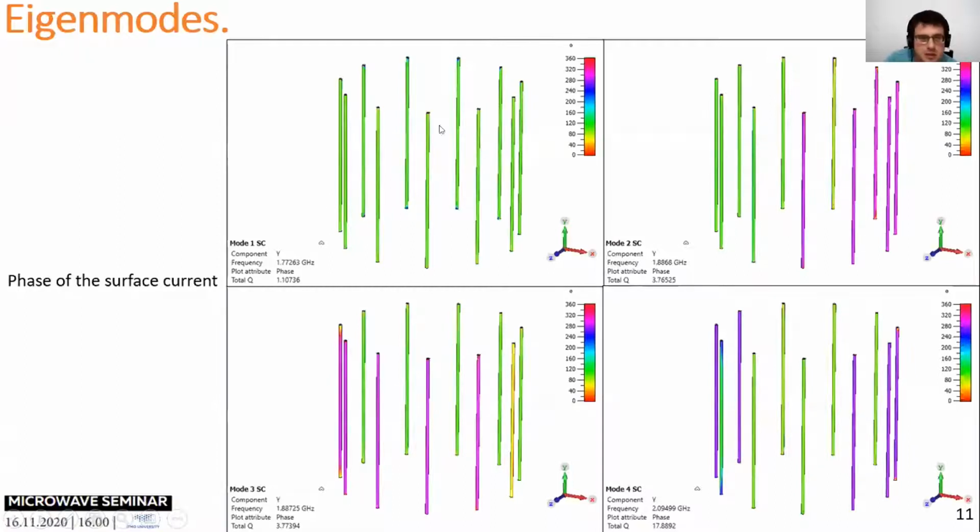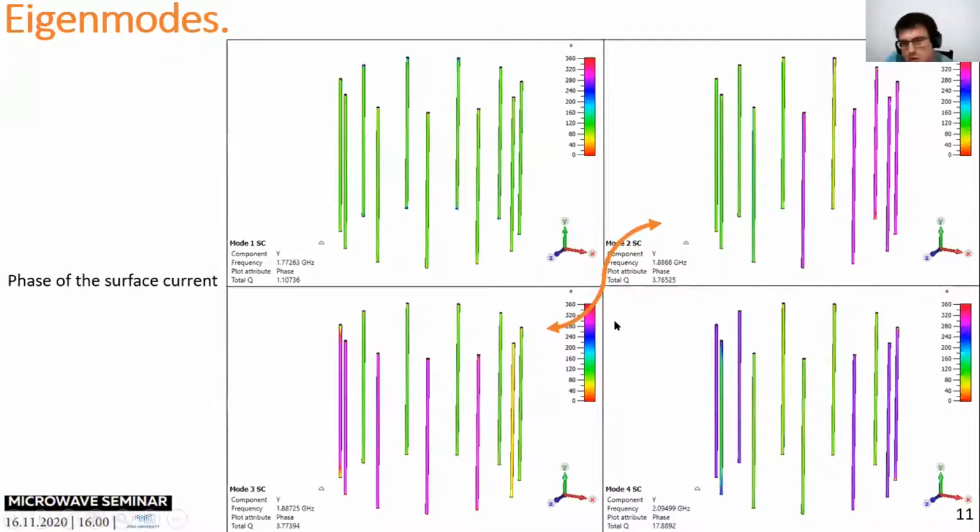Here we can see the phases of these surface currents, and we go from the lowest frequency mode, and you can see the quality factor. With the enhancement of the order of the resonance mode, this quality factor goes up. However, due to asymmetry of the structure, because we have these 11 wires, but not 10 or 12, we can also see that there are modes at a very close frequency position. For example, mode 2 and mode 3. Mode 2 is at 1.886, and this one is at 1.887. Their quality factor is of the same order, 3.7, 3.7. And if you count the number of wires with downwards and upwards current direction, then you can understand that this is the same mode, just with a shifted phase.